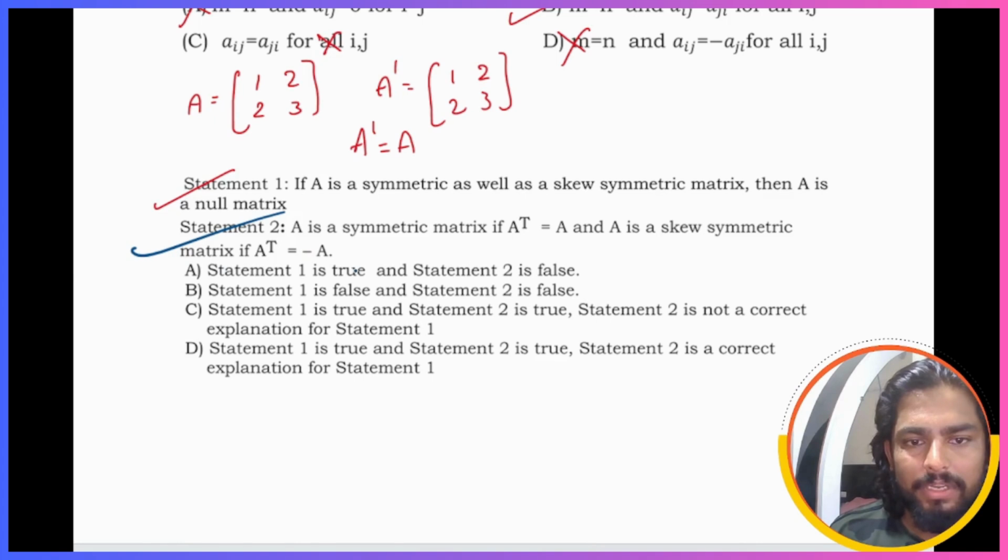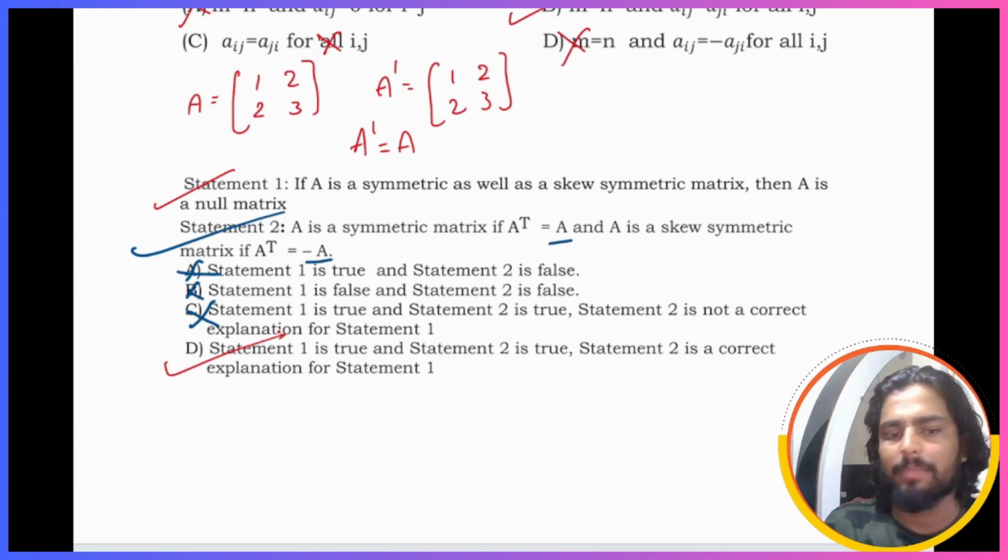Next, here statement 1 is true and statement 2 is false. Option A is wrong, option B is also wrong, since false was given, right? Yeah, statement 1 is true and statement 2 is true, but statement 2 is not a correct explanation for statement 1. This is also wrong, makkale. Why? I'll tell you. Because if you add A plus A minus A, you get 0, right? So it's a null matrix. So statement 2 is a correct reason for statement 1. So we can conclude here that option D, statement 1 is true and statement 2 is also true. So statement 2 is a correct explanation for statement 1. So option D is the correct answer, makkale.